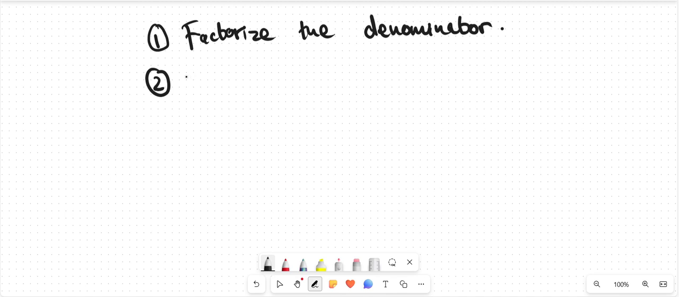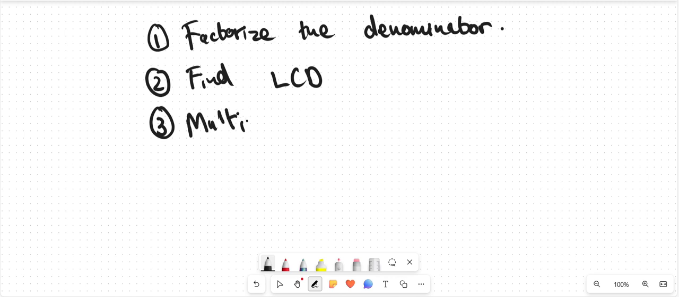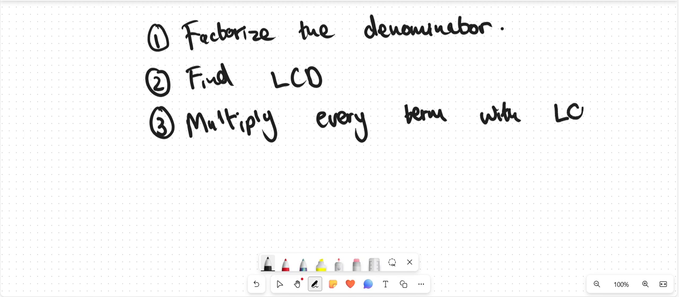Then number 2, you need to find your LCD. Find the lowest common denominator. Find the LCD. Then step number 3, you need to multiply every term with the LCD. So that includes the left-hand side and the right-hand side. That includes all the fractions and the non-fractions, right?